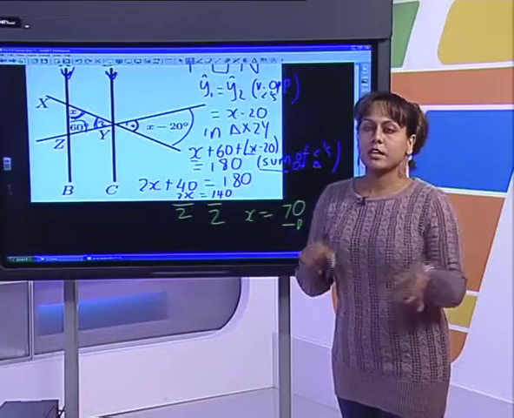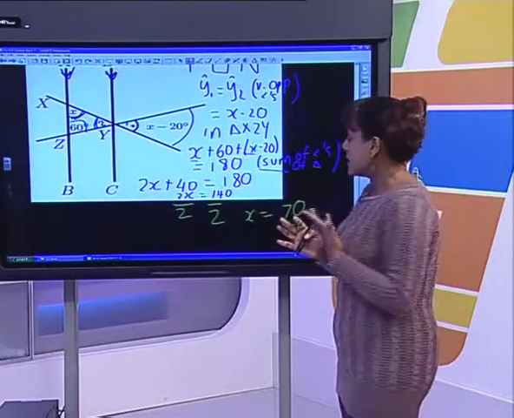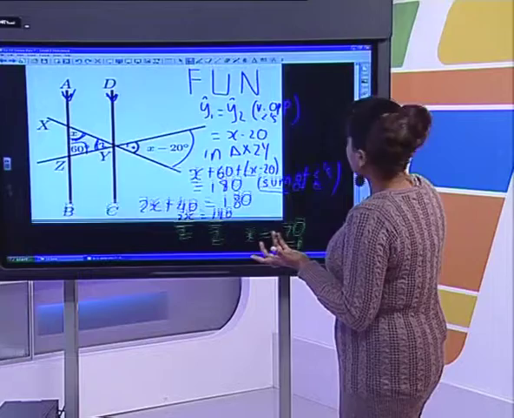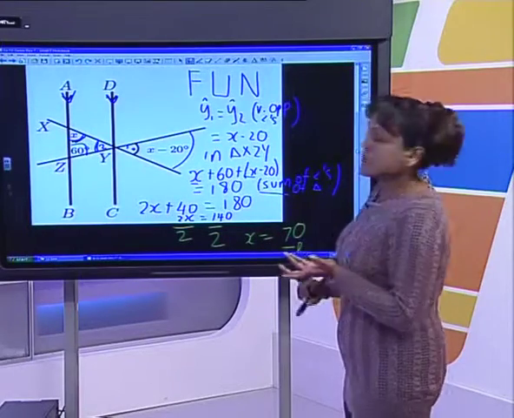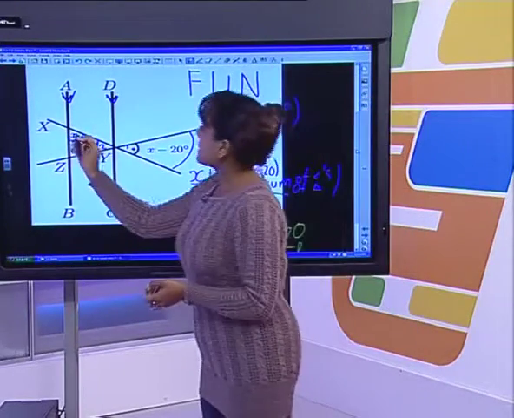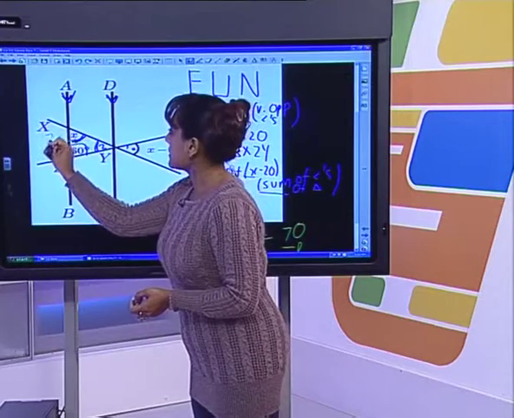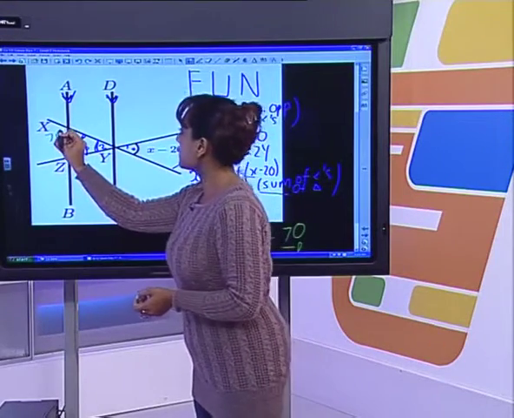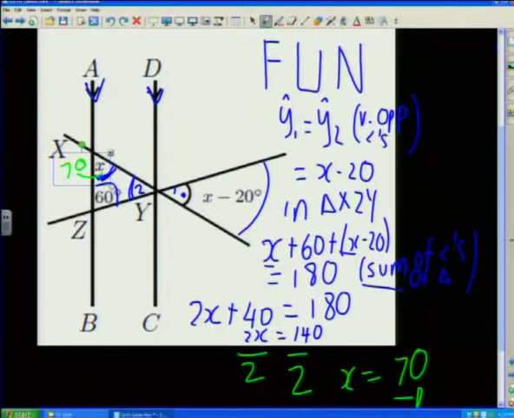That is our answer, but guys, you can always go back and check, all right? So remember, the sum of the angles of a triangle is 180. So if I've got x is 70, that means this angle here in the triangle is 70 degrees. We know that that one is 60, and we know that y2 is x minus 20. And remember, 70 minus 20, because I substitute x as 70, will give me 50. So that means that y2 will be 50.